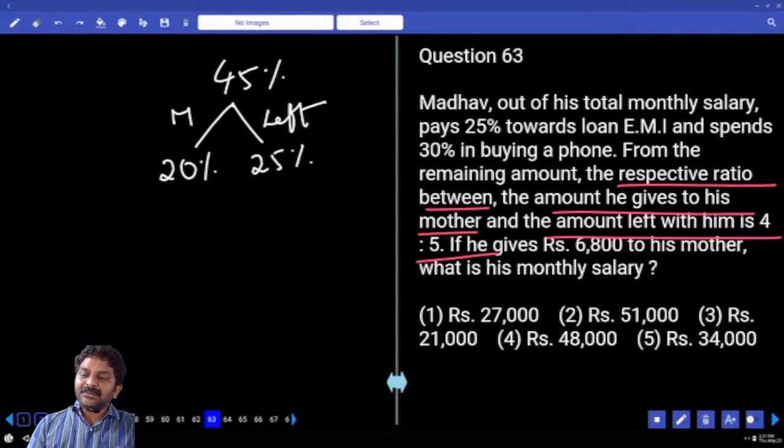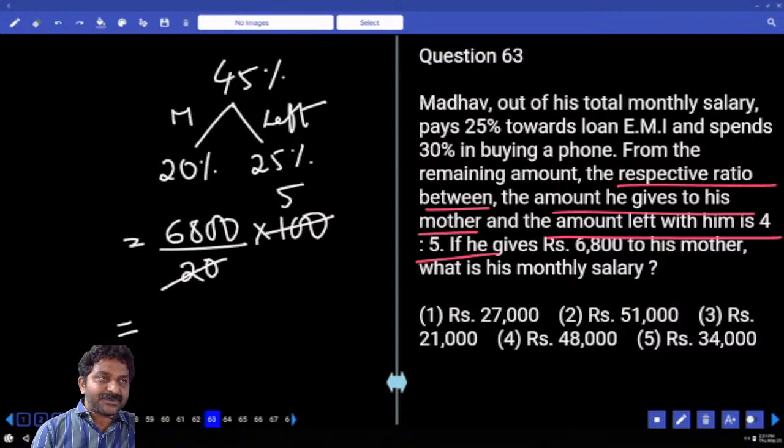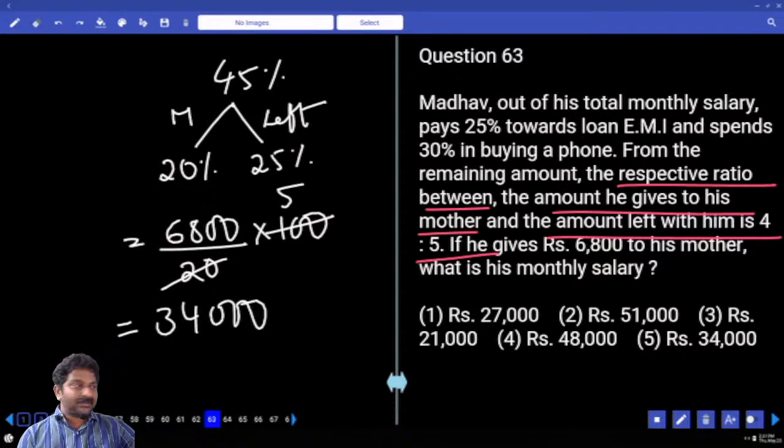Now, if he gives 6,800 to his mother, what is his monthly salary? That means 6,800 is equal to 20% value. 1% is this much. Salary is 100%. 20, 5 times. 5 times of the number, 10 times and half: 10 times 6,800, half of that number, 34,000.